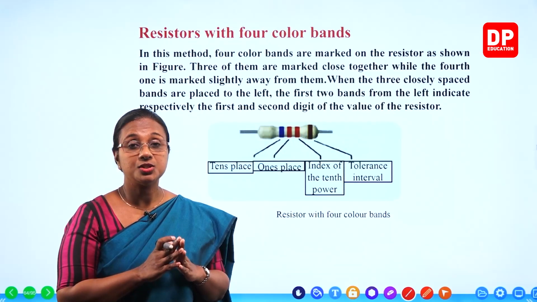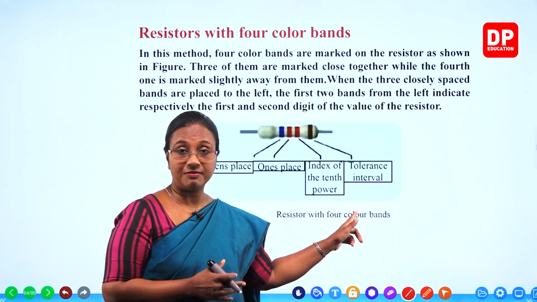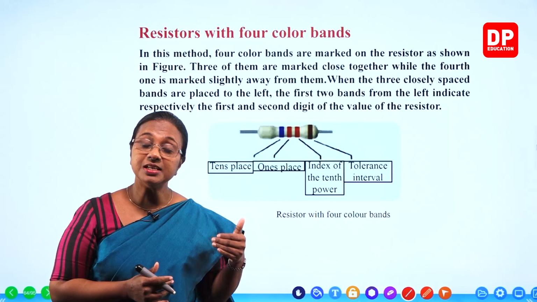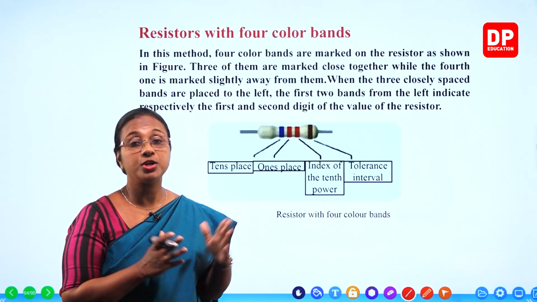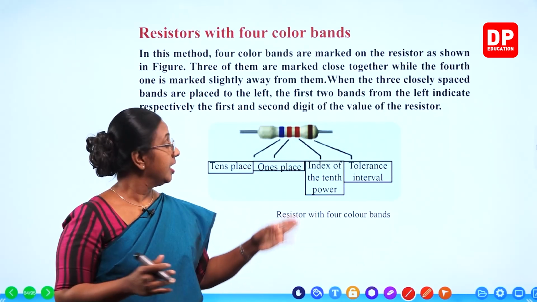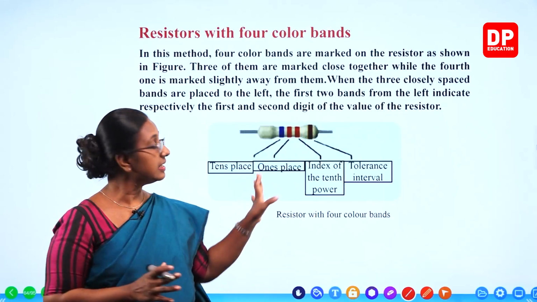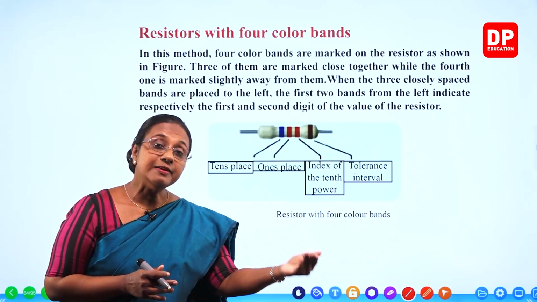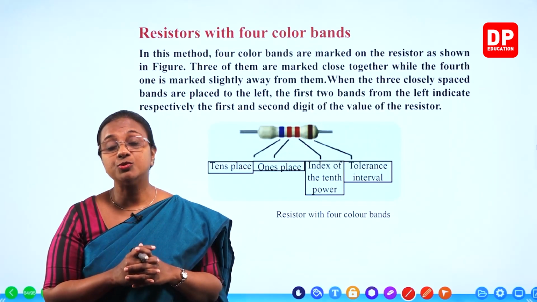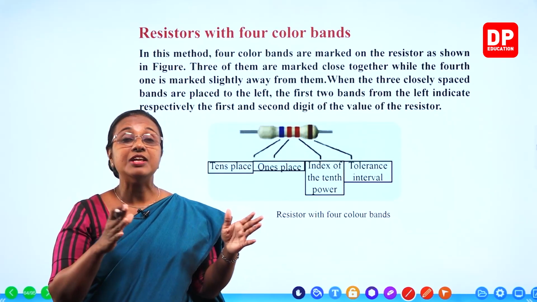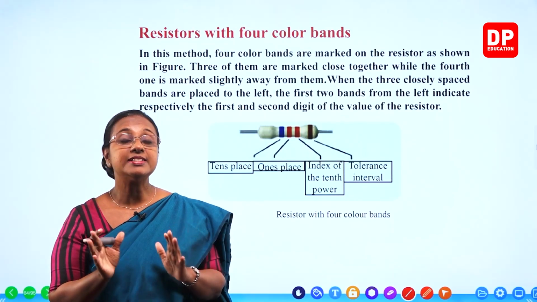Similarly, if the value corresponds to 10 to the minus 1 or minus 2 index, so this is the index of the 10th power, then the value of the resistor becomes a decimal value. Then the fourth one is the tolerance level, or tolerance interval, tolerance range. Let's say, for example, if you have calculated 100 ohms as the resistance here, and the tolerance range is 2%. Accordingly, you calculate 2% of the 100 ohms, and there will be a range, 100 ohms plus and minus the tolerance interval. That is how we calculate.